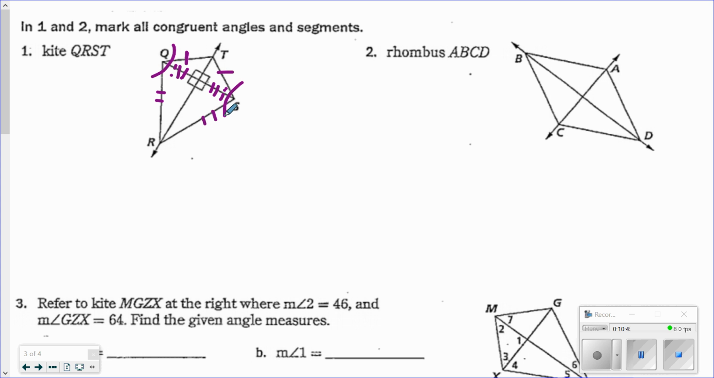For number 2, we have a rhombus, ABCD. So the definition of a rhombus is 4 congruent sides. And we have our diagonals. We know that the diagonals of a rhombus bisect each other. So 1, 2, these segments are congruent, and these segments are congruent. And the last thing we know about this rhombus here is that the opposite angles are congruent. So angle B is congruent to angle D, and angle C is congruent to angle A.